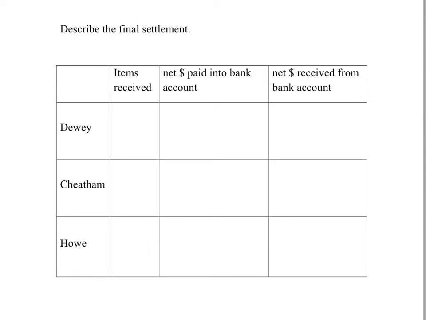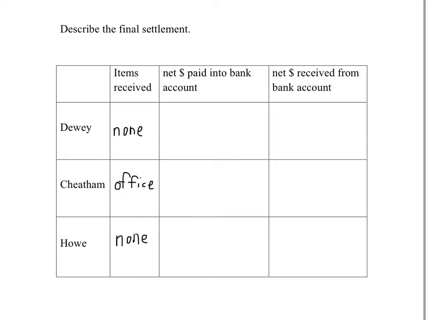Now we're ready to describe the final settlement. The final settlement is the ultimate statement of who gets exactly what. This is going to tell us who gets exactly how much cash, or exactly how much cash do they end up paying, and which items do they receive. So we already know how the items go, but we have to think a little bit about the effect that the surplus cash has on the net amount that each person either pays into the bank account or receives from the bank account.